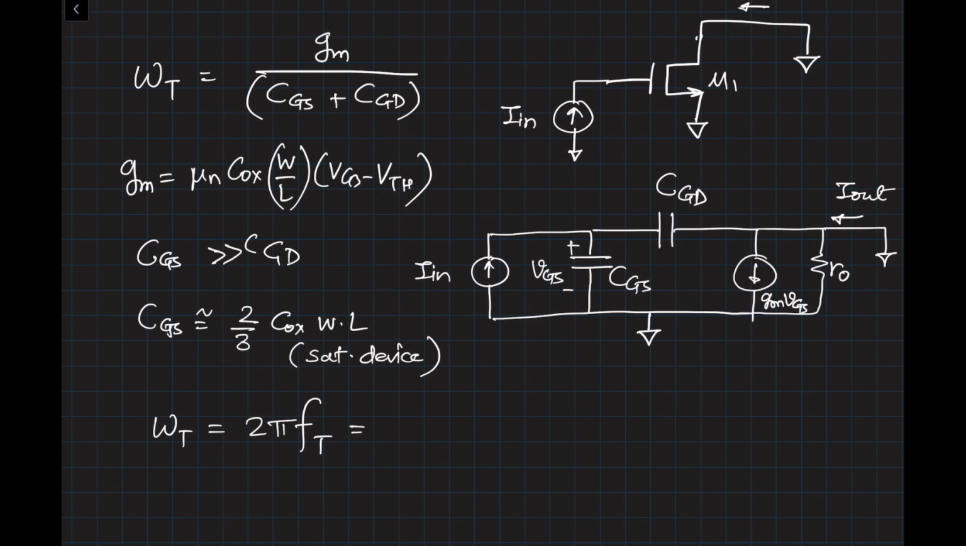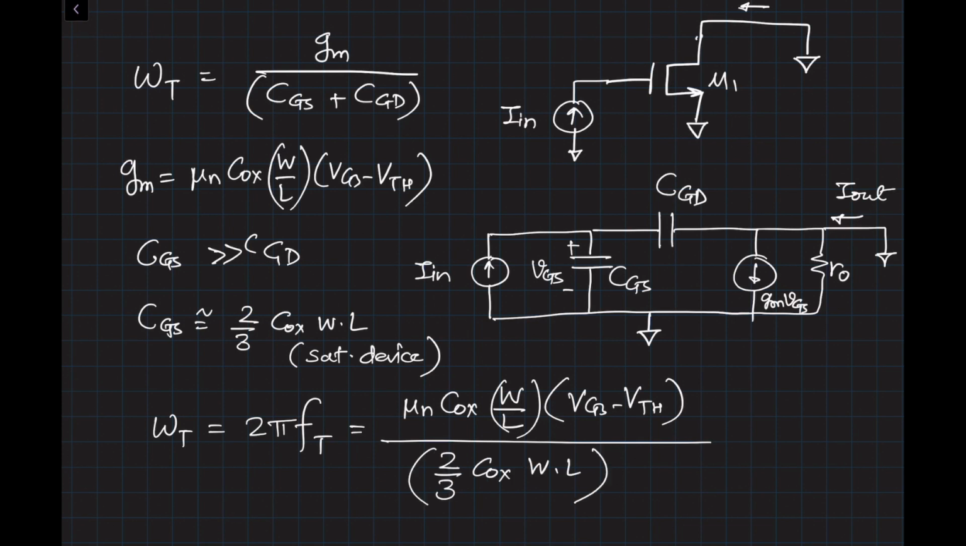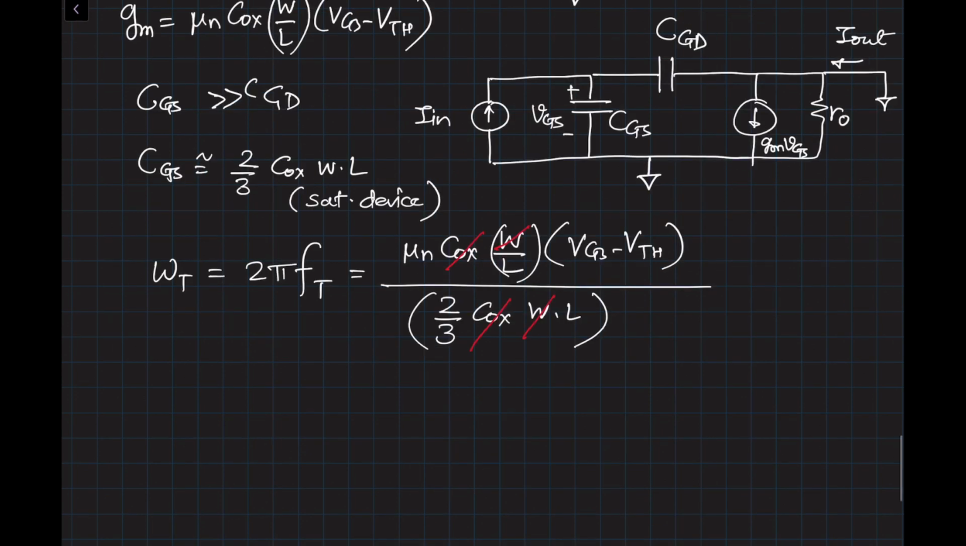the numerator represents Gm, the denominator represents the CGS value. We ignored the CGD value because that is very small. It's only the overlap capacitance between gate and drain. And CGS will have overlap capacitance plus 2/3 Cox W times L. Here also we ignored the overlap capacitance, and this is the equation. So now we can cancel out W, cancel out Cox, and omega t will be equal to 3 divided by 2 times mu n divided by L square times VGS minus VTH for the transistor.